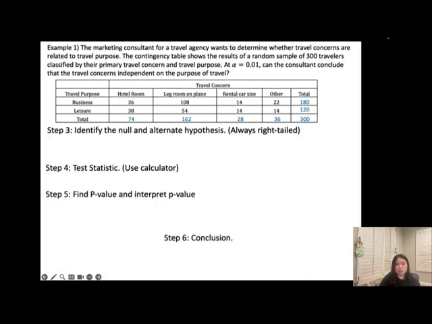Now, we're going to write down the null and alternate hypotheses. So these two variables, one is going to be the travel concern, one is going to be the travel purpose. Okay, so we want to know if they are independent. So for the null hypothesis, the travel concern is independent of the purpose of travel. Alternate hypothesis, that would be dependent for these two variables.